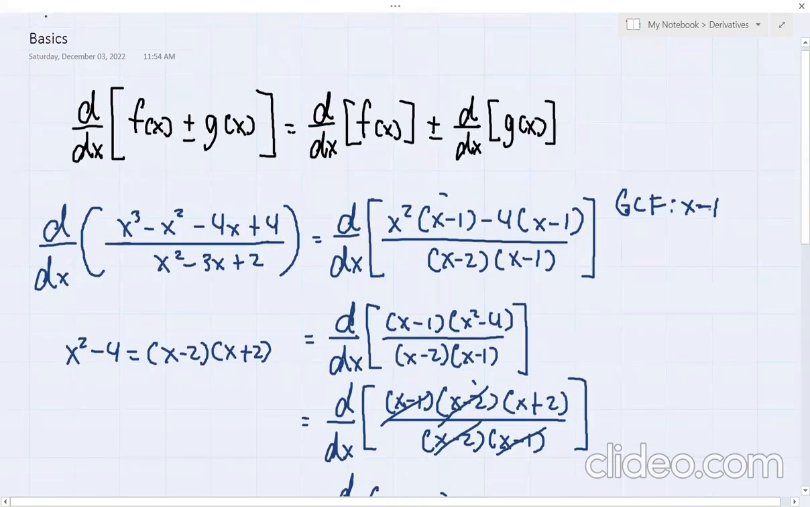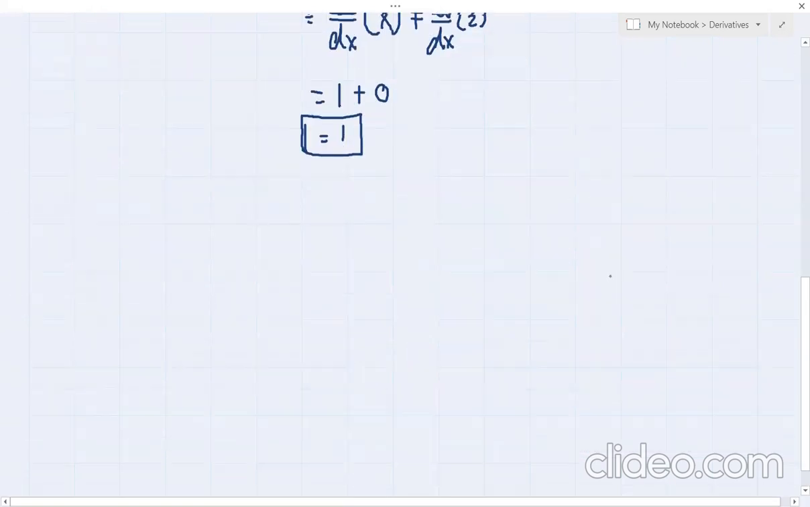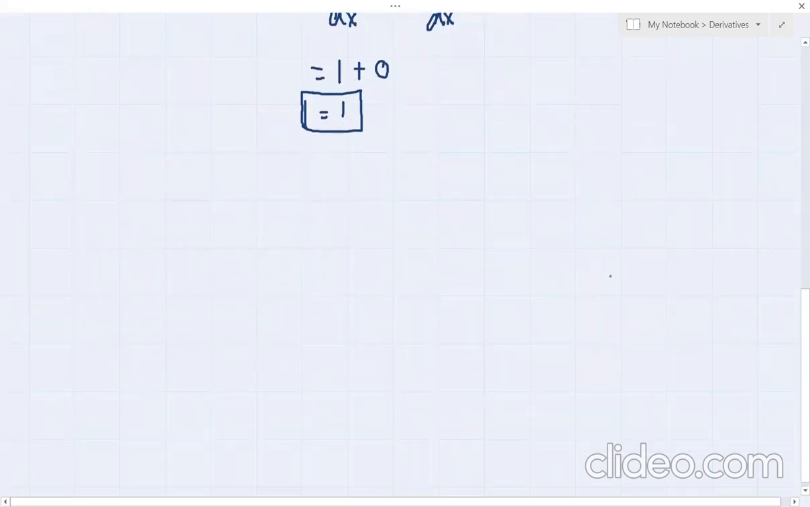Here's the thing. What if hindi siya factorable? What if hindi siya factorable per se? Or let's just say factorable, pero pagka-simplify mo, meron siyang denominator na at least naka-binomial. Anong gagawin natin? Okay? So yun, ibang rule of differentiation ang gagamitin natin. Alright? So, now we're done with the sum and difference rule of differentiation.